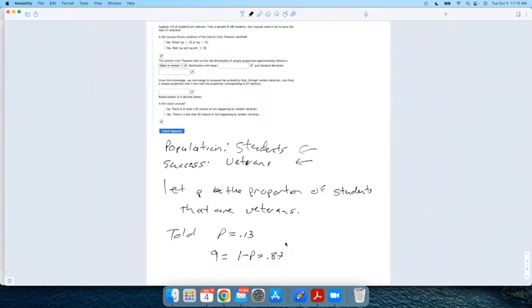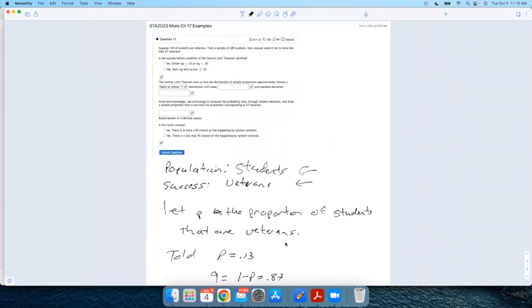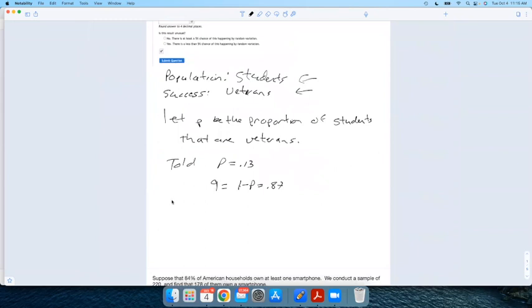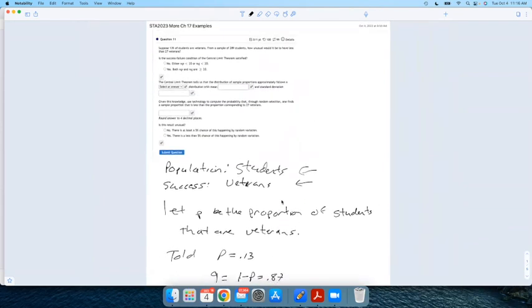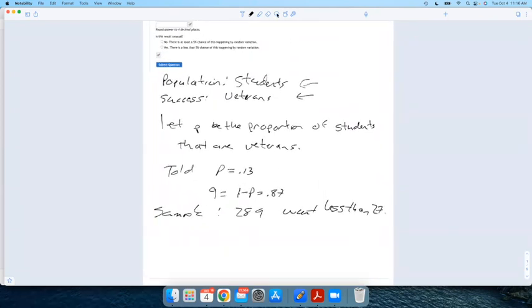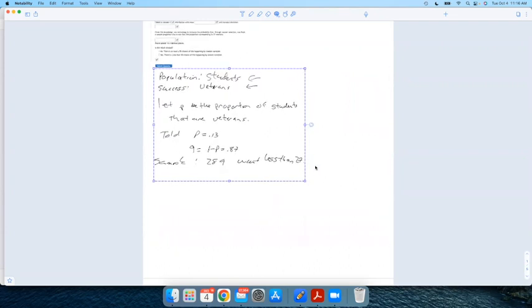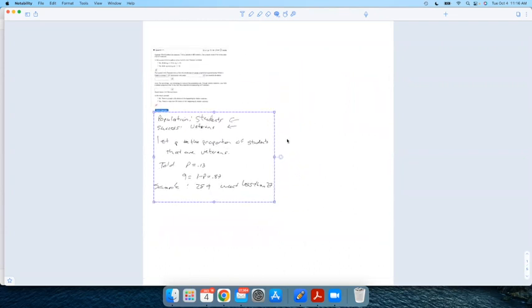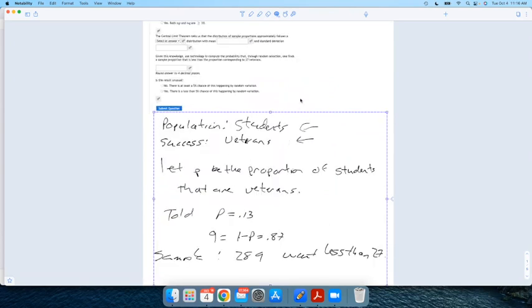Okay, now we're supposed to check a bunch of conditions. So we have a sample. We have 289, and I want less than 27. In that sample. I gotta make some space here. Oh, evidently I made that thing small too. That was not my intention.